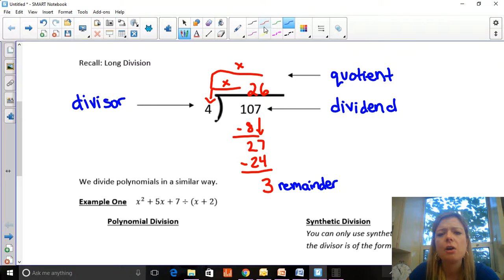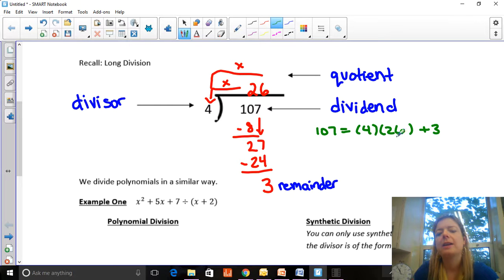Okay, so we can write our answer this way. 107 is equal to 4 times 26 plus 3. Because there's 26 groups of 4 in 107, and then just 3 little singles left over. So we didn't have quite enough to make 27 groups of 4.